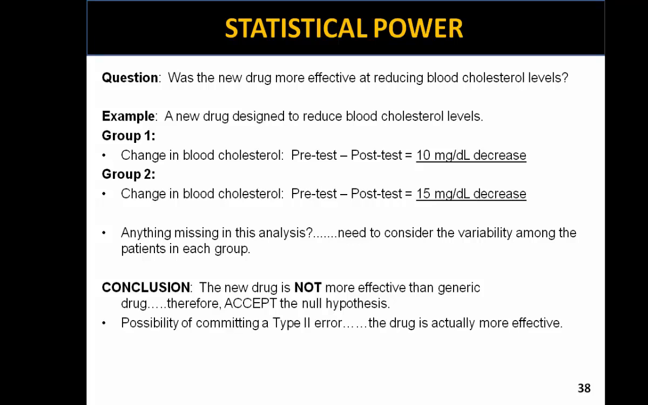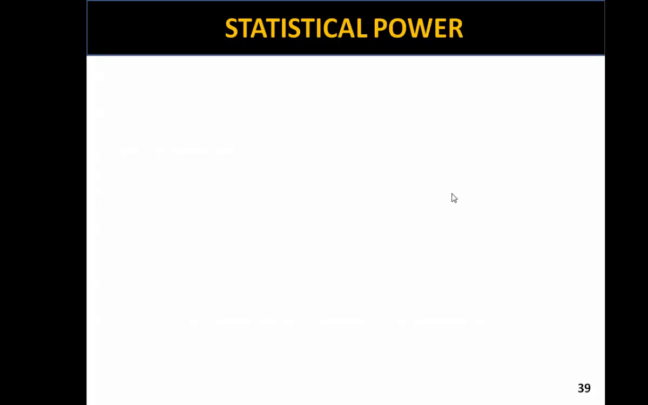However, we do this with the knowledge and the acceptance that we could possibly be committing a type 2 error, where the new drug may actually be more effective, but the statistics indicate that the difference between 10 and 15 was not sufficient to get to what we will discuss later as the statistically significant level.